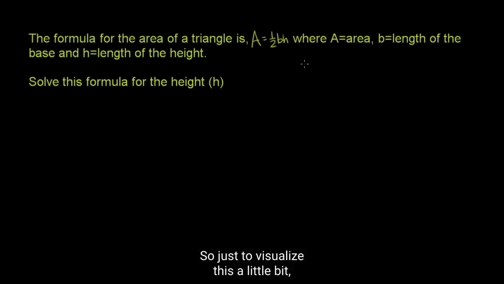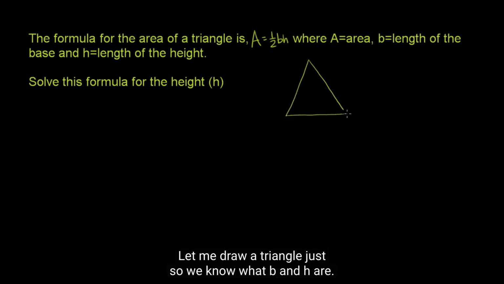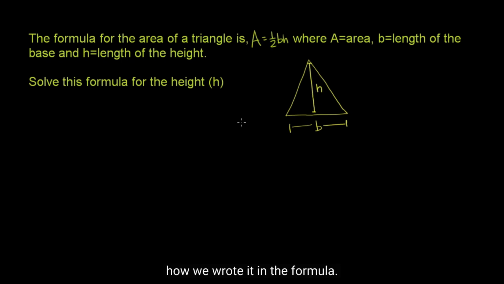So just to visualize this a little bit, let me draw a triangle here, just so we know what B and H are. B would be the length of the base. So this distance right over here is B. And then this distance right here is our height. That is the height of the triangle. Let me do that in lowercase h because that's how we wrote it in the formula.